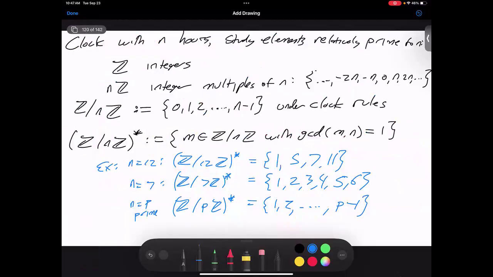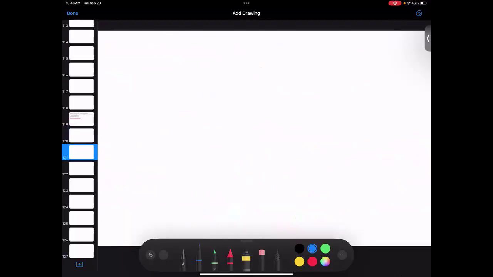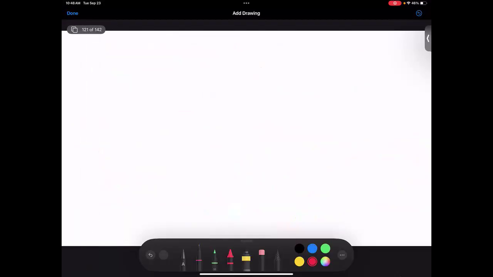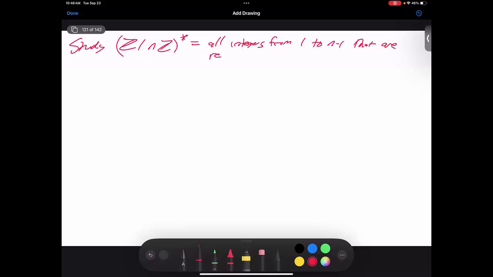So what we're going to do now is let's look at all the numbers relatively prime to n, and let's see if this is a group under multiplication, okay? So let's study Z mod nZ star. This is all integers from 1 to n minus 1 that are relatively prime to n under clock multiplication.